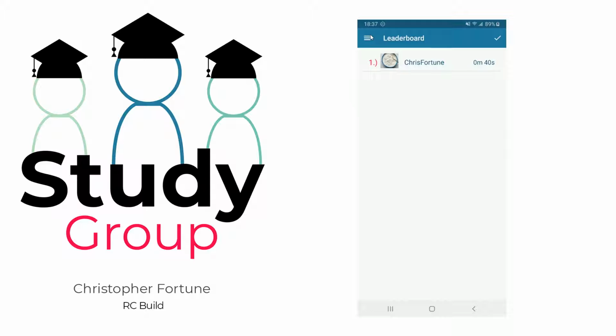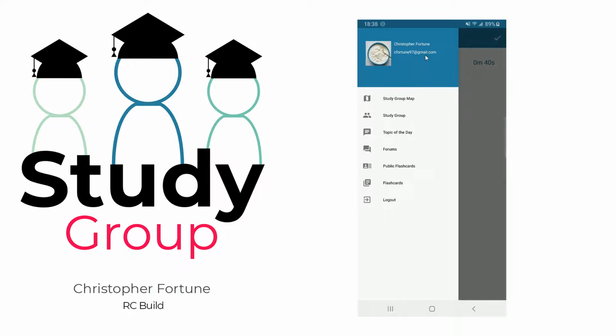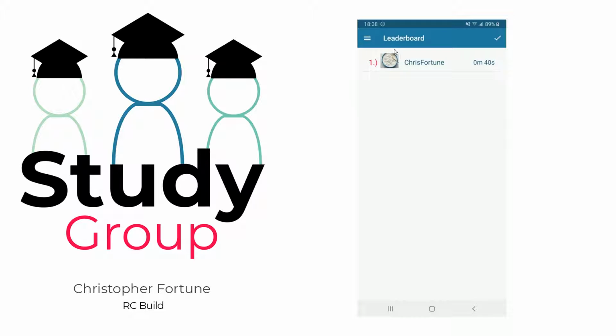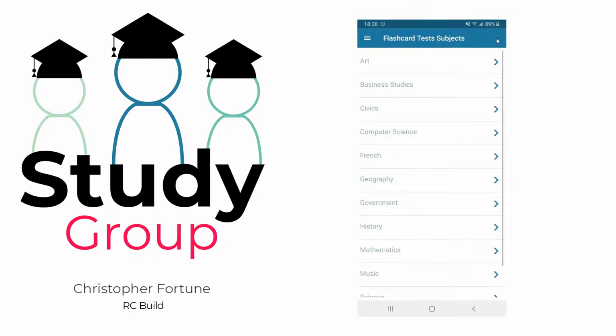Say there was another user that takes this test. They will see this leaderboard, which displays the users that have taken this flashcard test correctly and the time it took them to complete it. In order for a user to obtain a position on the leaderboard, they are required to get 100% on the test. When they press done here, it takes them back to the flashcard test.